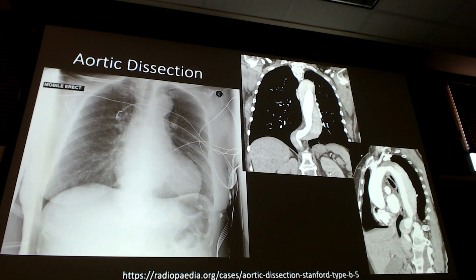This is surgical. We need to fix this because the longer it goes, the bigger it gets. It will go all the way down to the abdominal. It can split off into the renal arteries, the splenic arteries. It can go down to the iliacs. It can just continue to go down. How do they fix it? I don't know. It's just surgery. You surgerize on them. But that's what the dissection looks like.